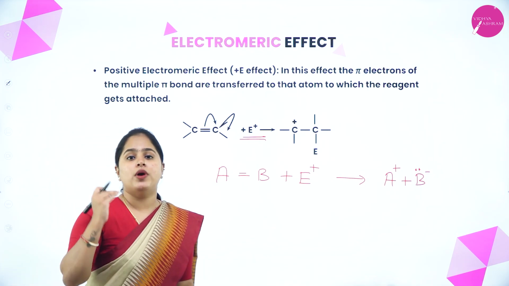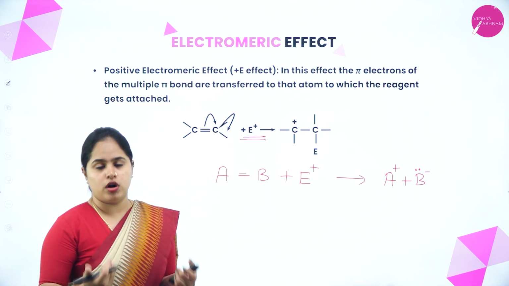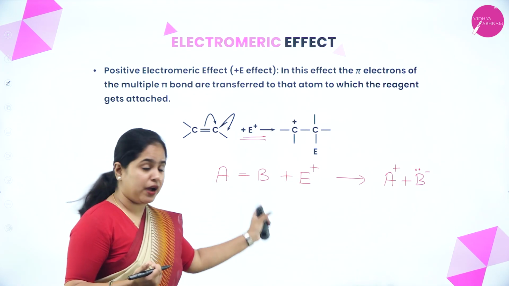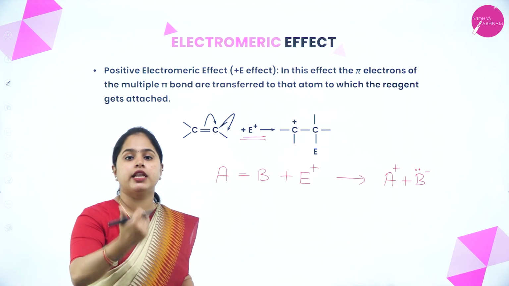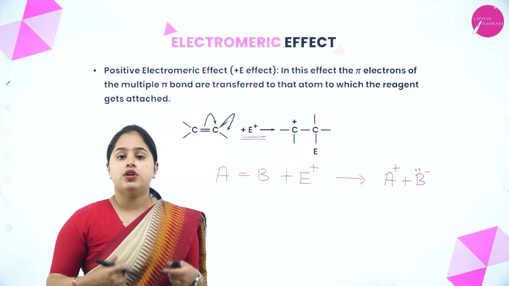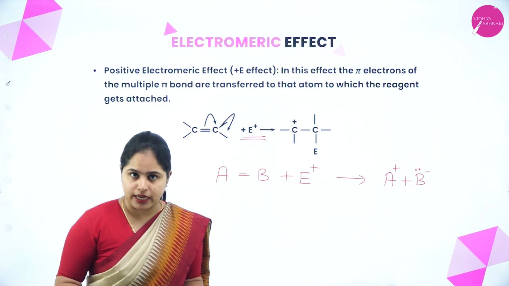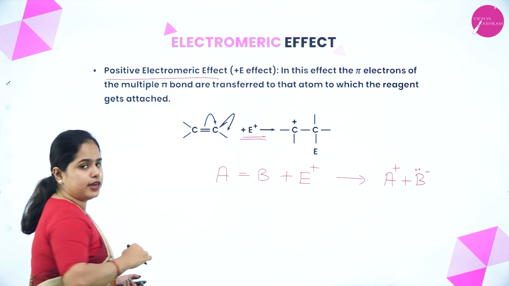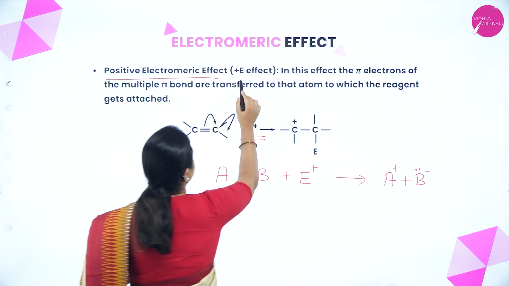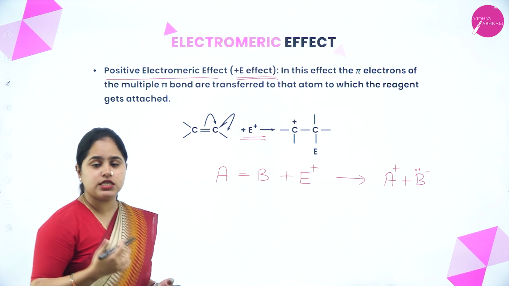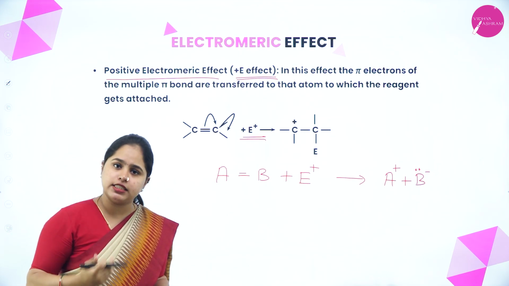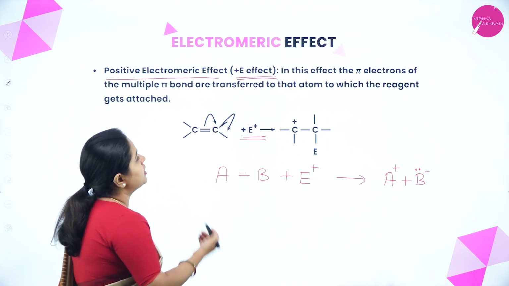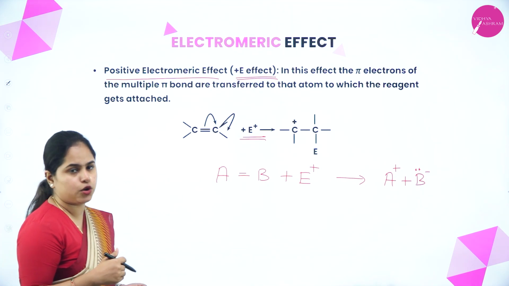Yes, that is, when a compound having multiple bonds is attacked by an electrophile, the pi electrons will be shifted completely to either one of the atoms. So now based on this, there are two types of electromeric effects. The first one is the positive electromeric effect, which is represented by plus E. And there is the negative electromeric effect, which is represented by minus E. Right. So let's begin with the first one, that is the positive electromeric effect.